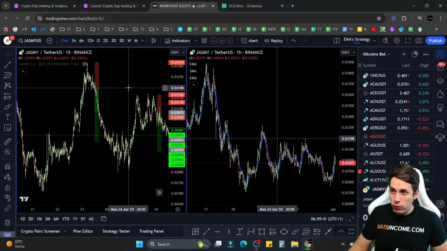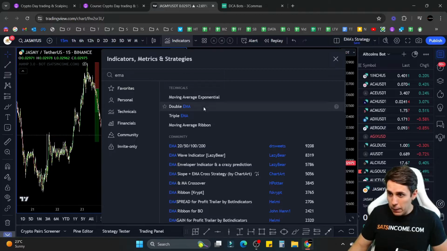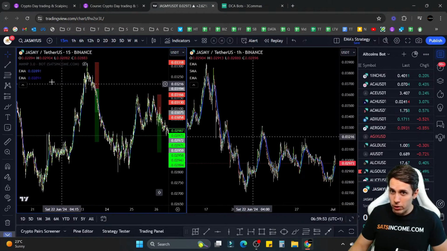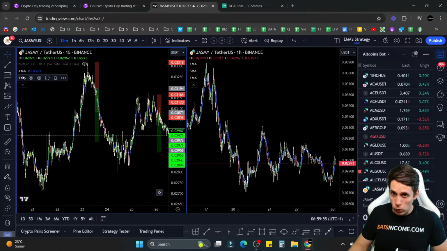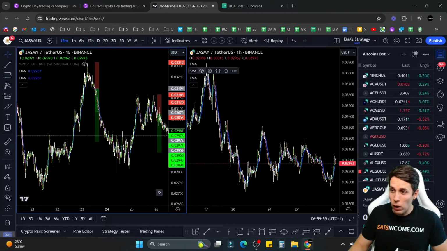Then we're gonna move to the trigger chart and we're gonna add EMA. We need two exponential moving averages. One, two. You just click once and then you click another time to add two exponential moving averages. So again, on the trigger we have two exponential moving averages. On the anchor we have two exponential and one simple.